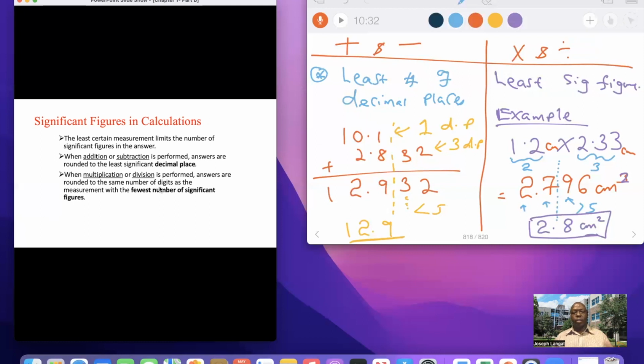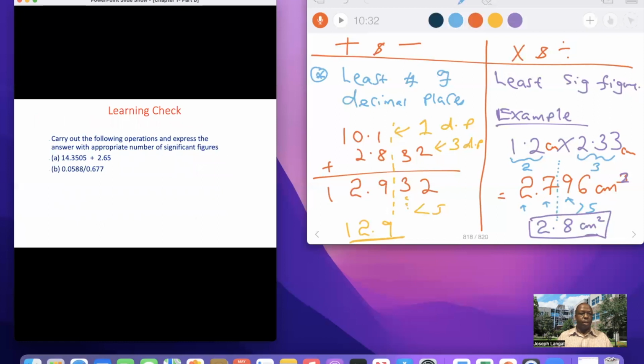I've seen students in the exam swap the rules. They use the rule for multiplication and division in addition and subtraction, and vice versa. Be careful with that, all right? Be careful with the rules. Note the numbers appropriate throughout. Don't round in between, but carry out the calculation and round off at the end only, not in the intermediate steps. You have to round off your final answer at the end.